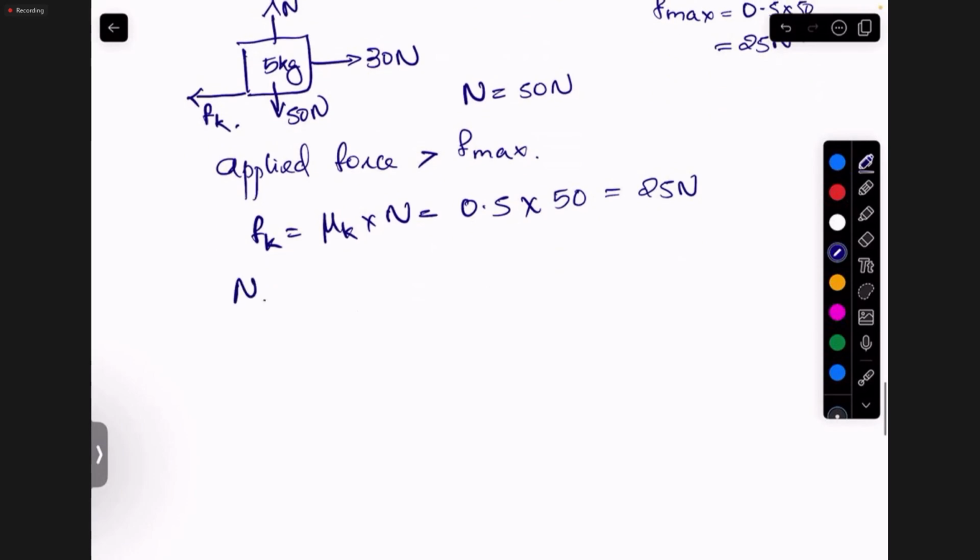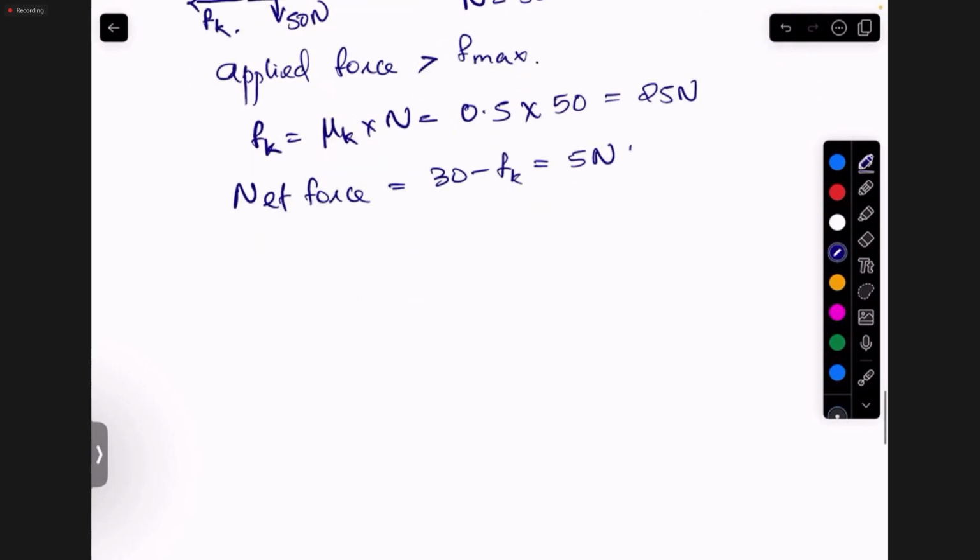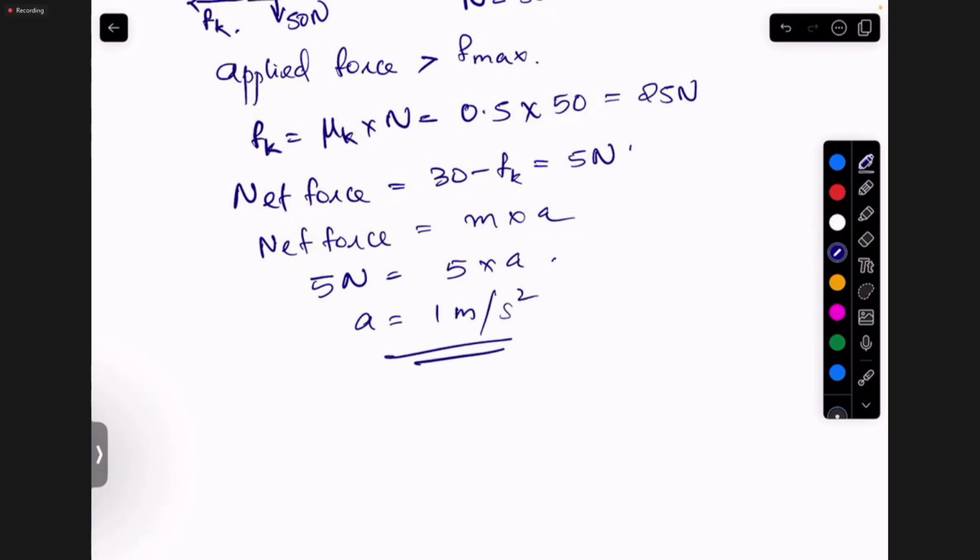So net force equal to 30 minus Fk, which is equal to 5 Newton. So net force equal to mass times acceleration. Net force is 5 Newton. Mass is 5 kg. And acceleration is what we want to find. That is 1 meter per second square. So you have found the frictional force and you have found the acceleration.